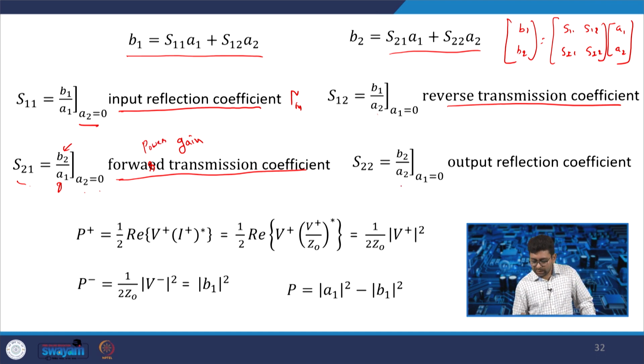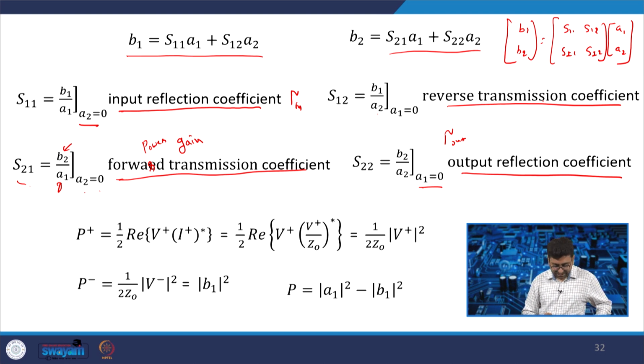Now, S22 is B2 by A2, where A1 is equal to 0, and it is the output reflection coefficient gamma out. So, S11 will give you the input reflection coefficient, S21 will give you the power gain, S12 will give you the reverse isolation, and S22 is the output reflection coefficient.